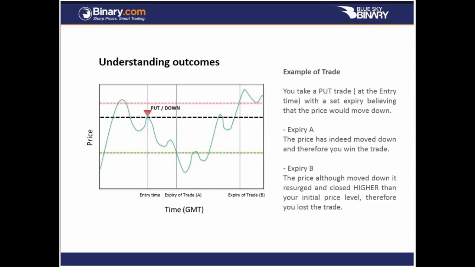But it can also happen what happens with expiry trade B. So you see the price goes down and down, but then it goes up. It goes up again, and it closes at the red line. So that means that the price has closed at a higher price than our initial entry. So in this case, we have lost the trade.